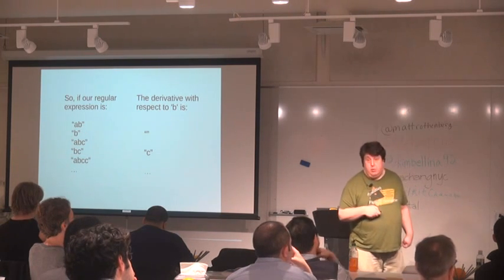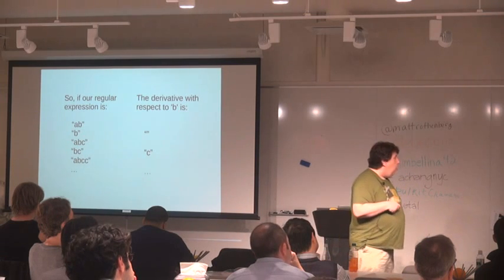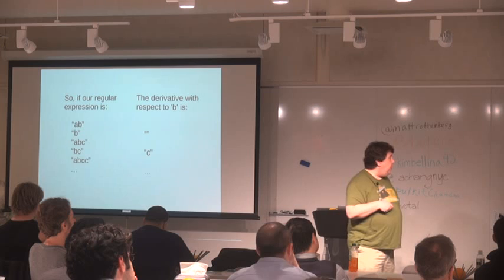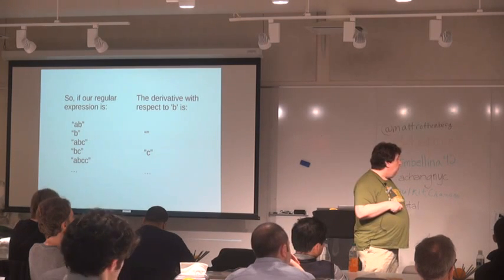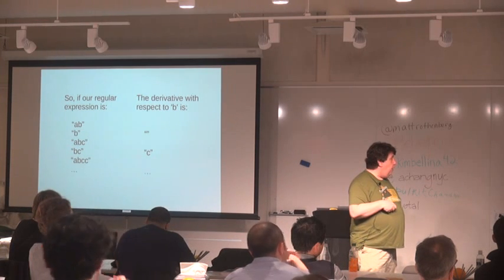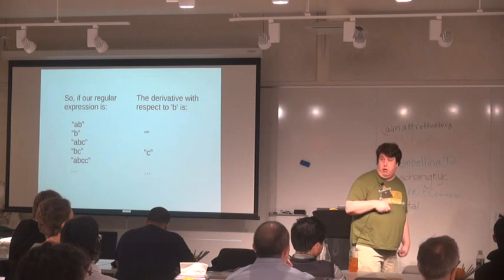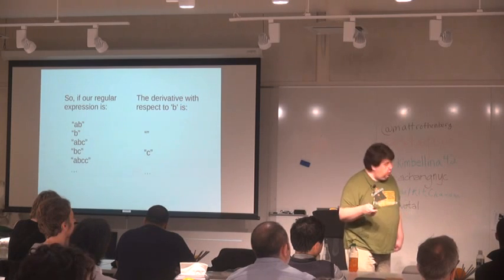Likewise, we can do the same thing with the derivative with respect to B. Again, this string doesn't get copied because it doesn't start with the letter B. If it's just the letter B, it becomes the empty string. Otherwise, we remove the B off the front. So this will be the set of the empty string, C, CC, CCC, etc.